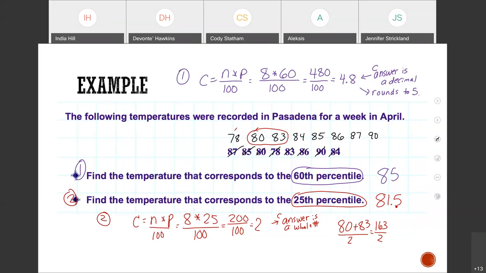Now, remember, and this is where it gets a little confusing, we said that the percentiles have to be whole numbers, which they are. That's like the 60 and the 25, but the actual data values do not. So if it's 81.5, we're going to keep 81.5 on that data value. Anybody have a question? A chance to catch up on writing, anything you need to ask.